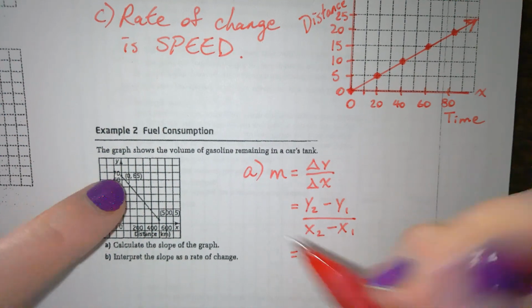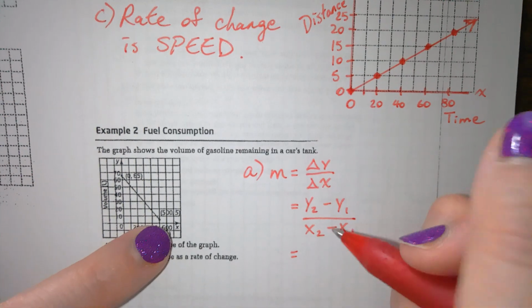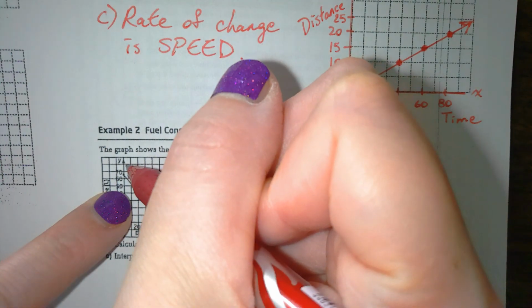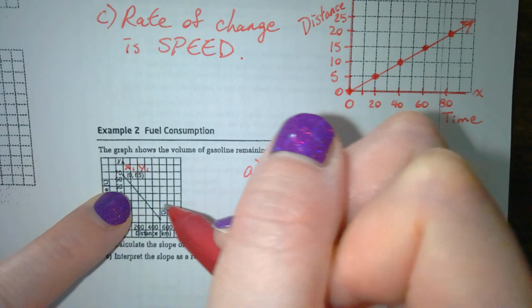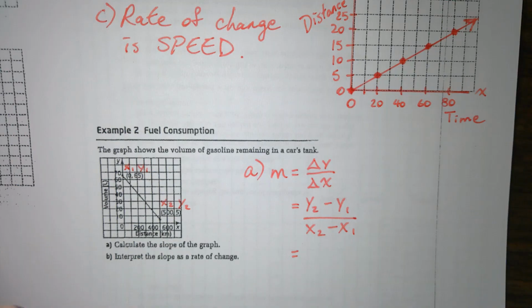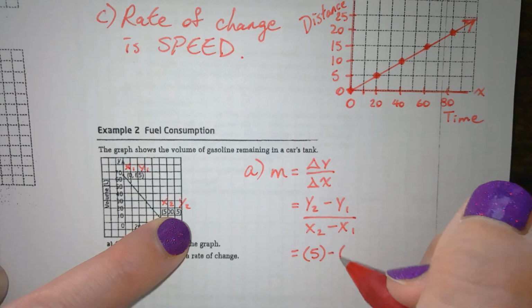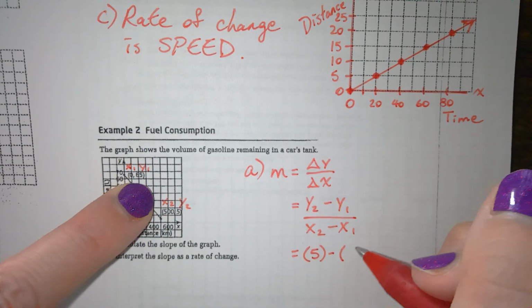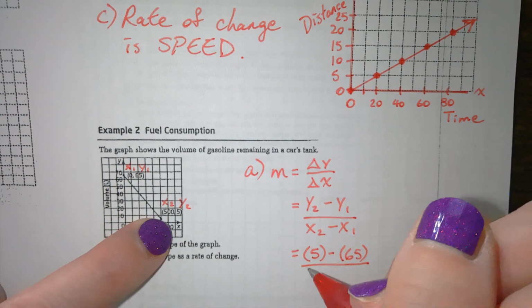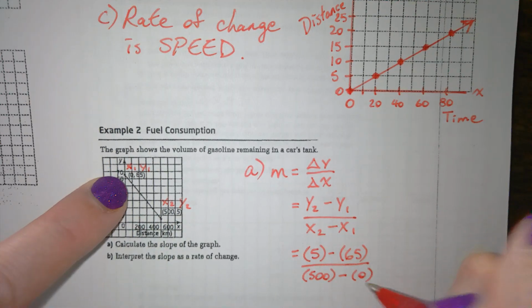We could either use a formula or we could just count the boxes because you're given a graph. So those of you who are wondering what is x2, what is y2, I could call this x1, y1. I can call this point x2, y2. So now if I were to sub in the values, y2 is 5, y1 is 65, x2 is 500, and then x1 is 0.